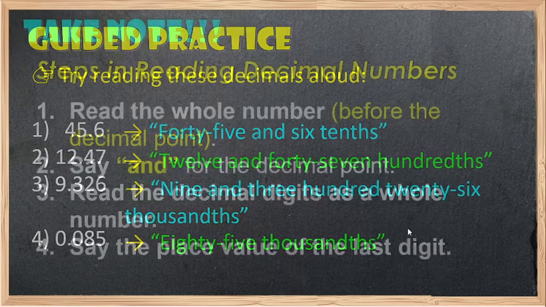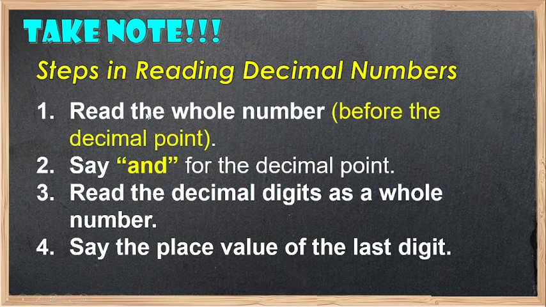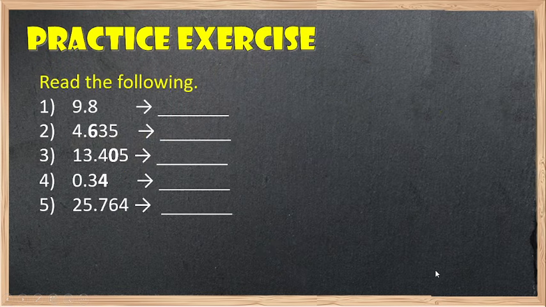Now, take note of the steps in reading decimal numbers. First, read the whole number. That would be the number before the decimal point. Say "and" for the decimal point. Read the decimal digits as a whole number. Say the highest place value, that of the last digit. Okay? That's it. So, try to answer this one. Practice your skills. Read the following. Okay? So, comment down your answer in the comment section below.